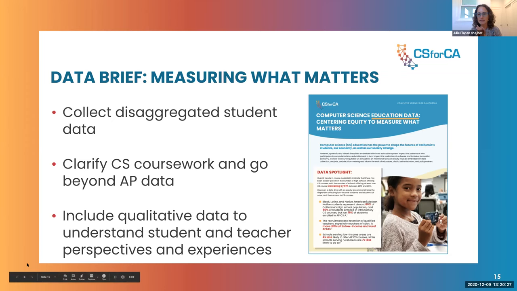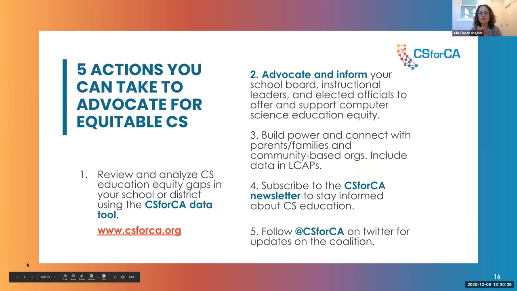The next slide, please. So, five actions you can take to advocate for equitable CS. I think one is the data tool, and that is available on our website, where you can identify who has access to computer science education. And the second is, how do we use that? And this came up, I think, in the questions. How do we use that data to advocate and inform?